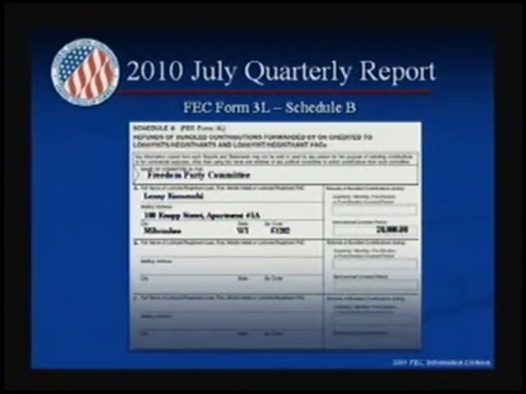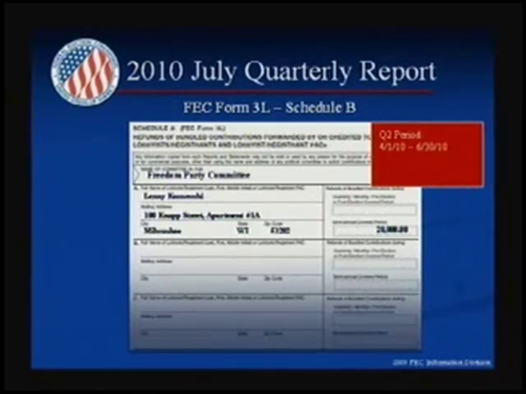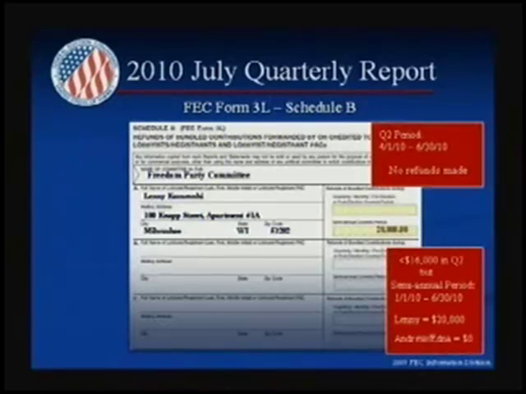On the Schedule B, again, since for the 4/1 to 6/30 period, no refunds were made, the top field is going to be blank. So the quarterly covered period field is blank, okay? But now we're looking at the full 6-month period. That refund was made back on March 29th, so it's during the 6-month period. And so the bottom field, the semi-annual covered period field, must be filled in to reflect that Lenny was refunded that amount during the 6-month period.